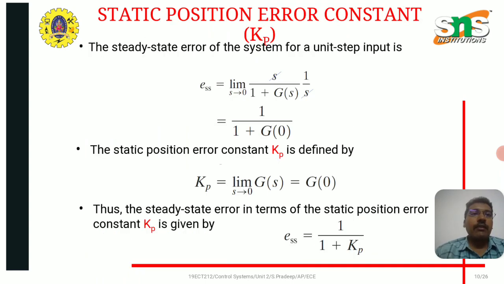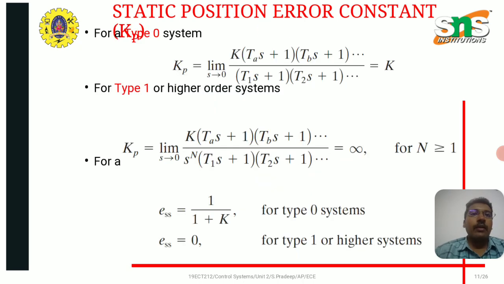The steady state error of the system for a unit step input is 1 divided by 1 plus G of 0. The static position error constant Kp is defined by Kp equal to G of 0. Thus, the steady state error in terms of the static position error constant Kp is given by E equal to 1 divided by 1 plus Kp. For type 0, type 1 and type 2 systems, the static position error constants are given in these equations.